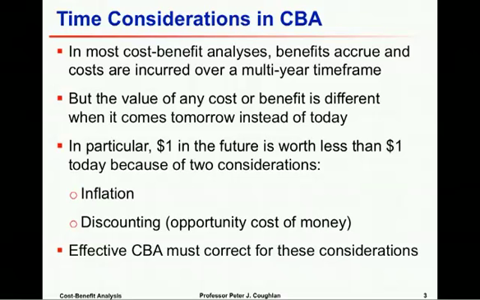The first is inflation, right? The fact that prices are going to go up, and therefore the buying power of money in the future is going to be less. And also the idea of the opportunity cost of money and therefore discounting. And we'll talk about that, and that these are, in fact, two distinct considerations. Sometimes they get confused, or they certainly will get combined, and that's the right thing to do. But understand that we're going to analyze these separately because they're actually two separate considerations. Any effective cost-benefit analysis must, of course, correct for both of these considerations.